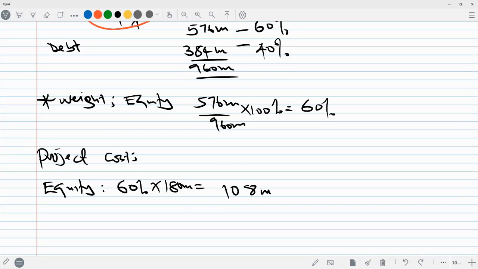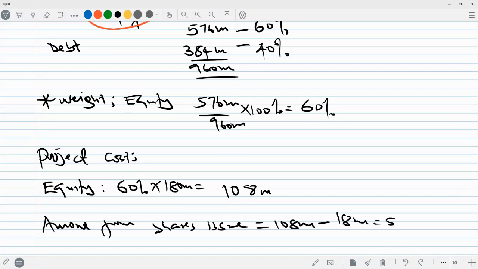Therefore, the amount from the shares issue will be the balance, which is 108 million minus the amount from retained earnings, which is 18 million as per note 5, giving us 90 million. That's as per note 1. Let's give the answer to note 1. Now note 2: the number of shares the company would have to issue to get the 90 million.